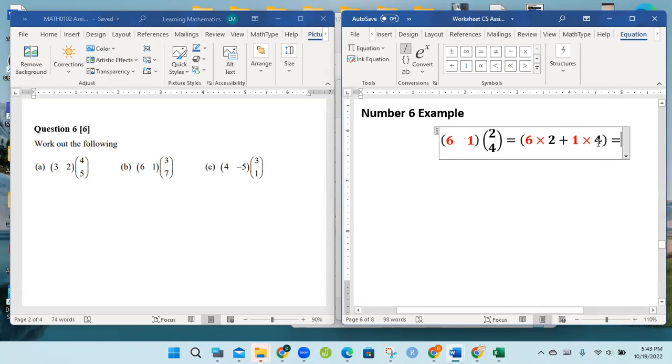6 2s are 12. 12 plus 4, that will give us 16 in a bracket.